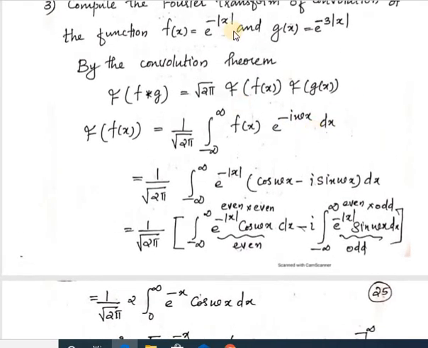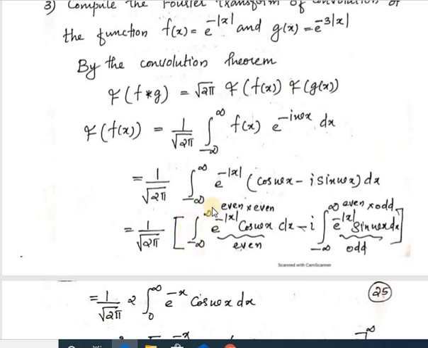The function f(x) is e^(-|x|). Since we cannot solve this directly, we expand the function. We know that e^(-i omega x) is cos omega x minus i sin omega x. Then we separate the integral, that is, the integral from minus infinity to infinity of e^(-|x|) cos omega x dx minus i, which is a constant so we can take it outside, times the integral from minus infinity to infinity of e^(-|x|) sin omega x dx.